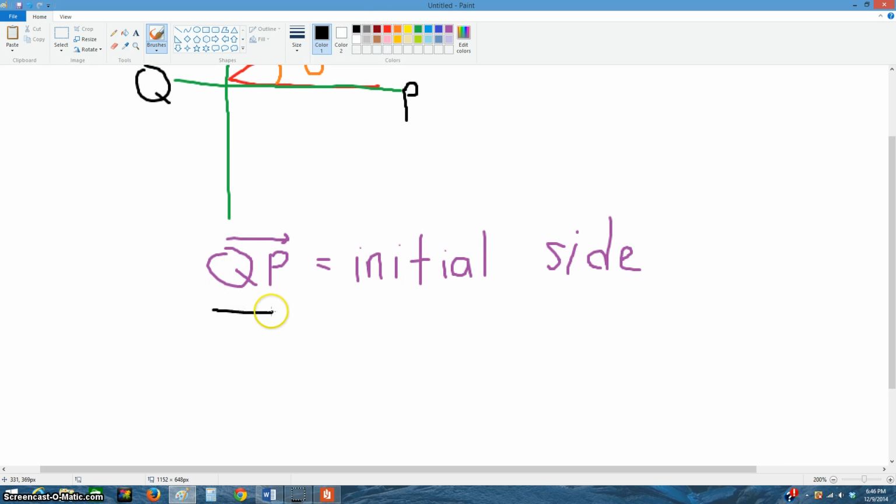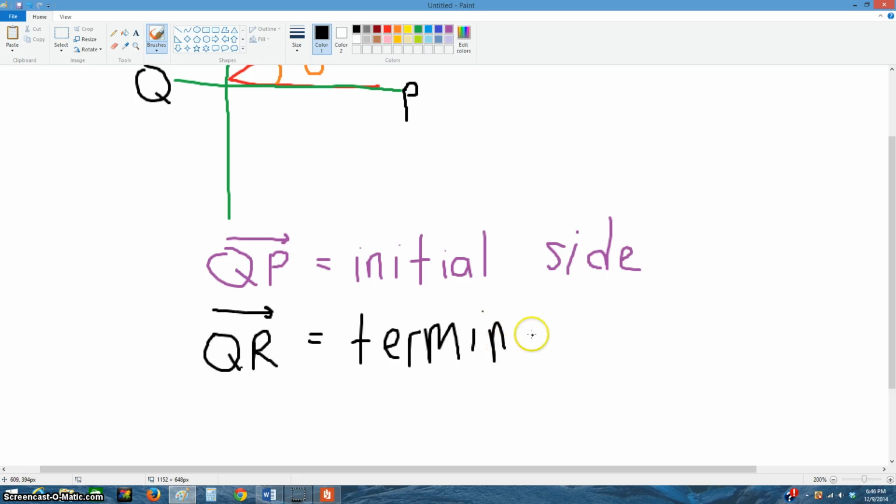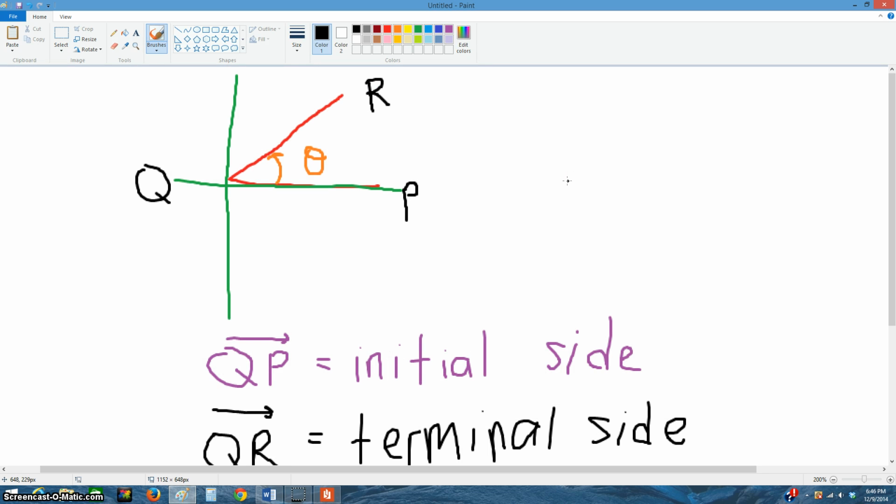Okay, so QR is what we call terminal side. Okay, so that's our parts of the angle. Of course, the inside angle is called angle theta.